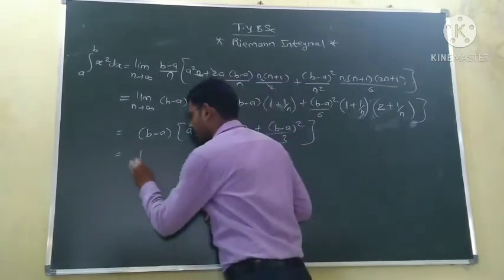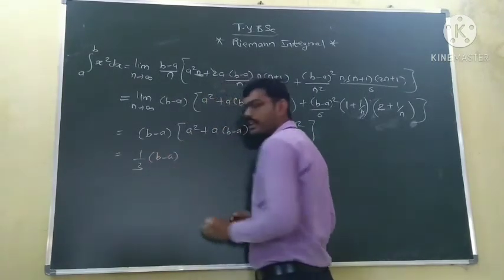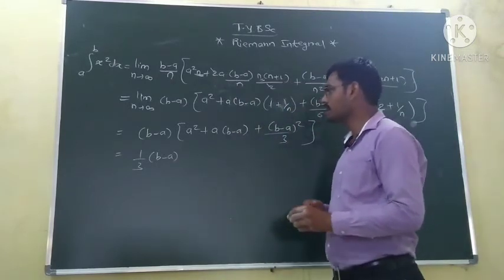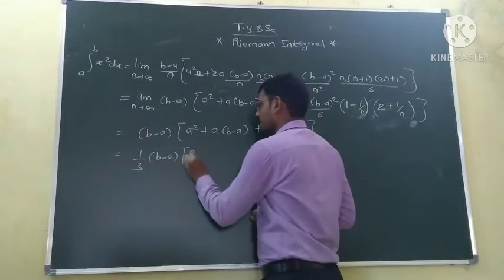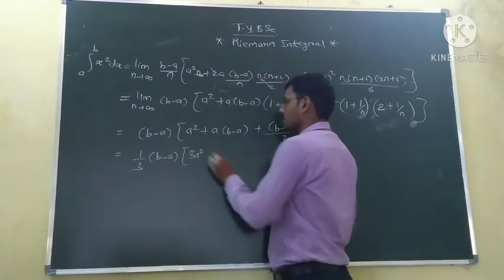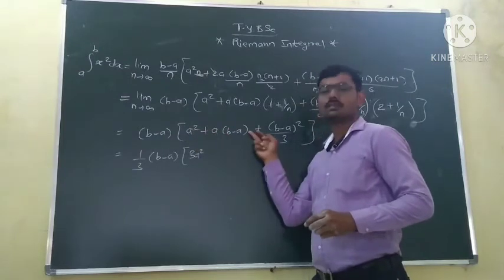So 1 by 3 we will take it outside. 1 by 3 into b minus a. Okay, you have taken outside. Okay, so this becomes thrice a square. Since here there was no 1 by 3, you have to multiply this term by 3.